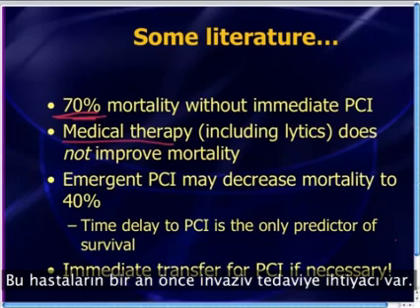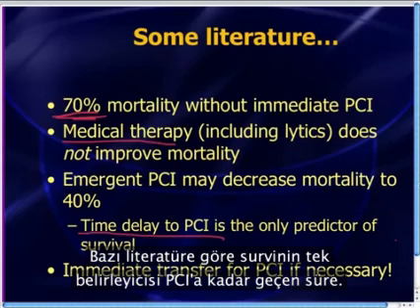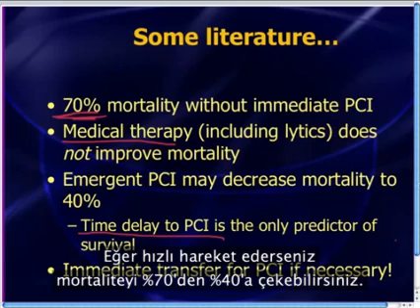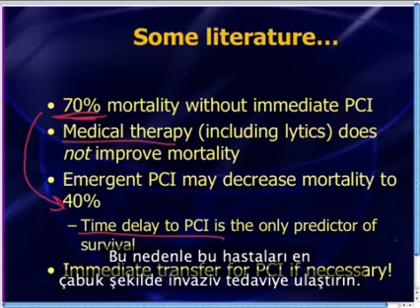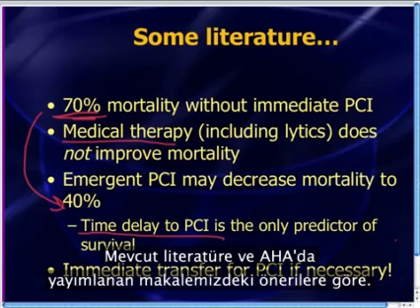These patients really need invasive therapy as soon as possible, and time delay to PCI, according to some literature, is the only predictor of survival. If you do move quickly, you'll drop that mortality from 70 down to 40%. 40% is still pretty bad, but it's a whole lot better than 70%. So try to get these patients off to invasive therapy as quickly as possible, according to the literature that's out there and according to our recommendations in that paper that we published in American Heart Journal.